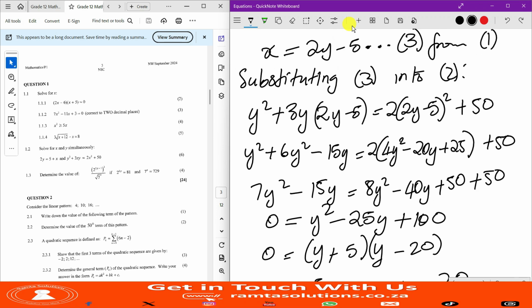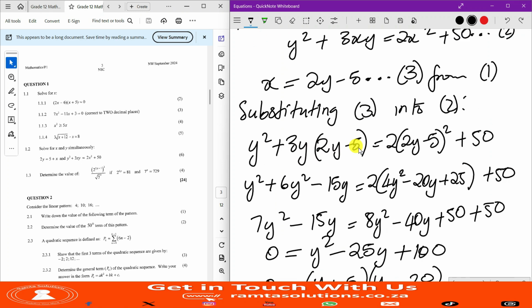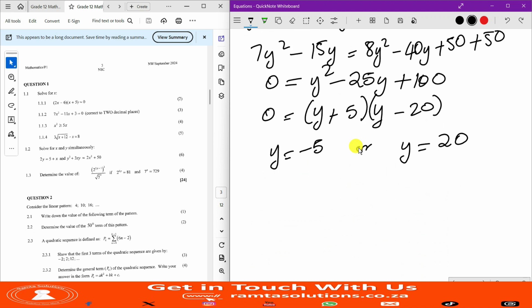So y is negative 5. What do we get? 2 times negative 5 is negative 10, isn't it? So let's see. What are we saying? y equals negative 5. Did I do the right thing? Oh no, I didn't. My answers here are not right.